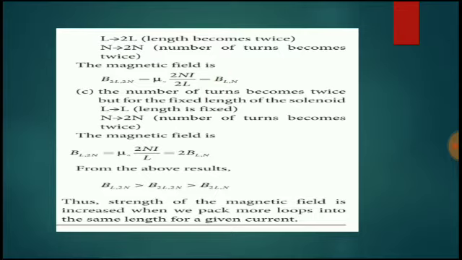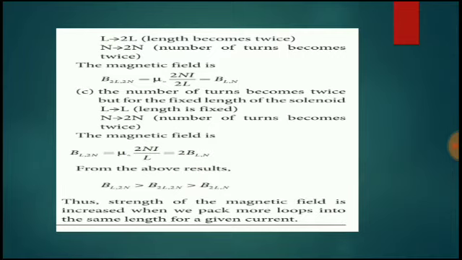For the third one, the number of turns becomes twice for a fixed length of the solenoid. So L is the same and N is 2N. Then the magnetic field is mu naught 2N I divided by L. If you take this 2 outside, what is remaining is mu naught N I divided by L, which is equal to B_ln. So finally it is 2 times B_ln.